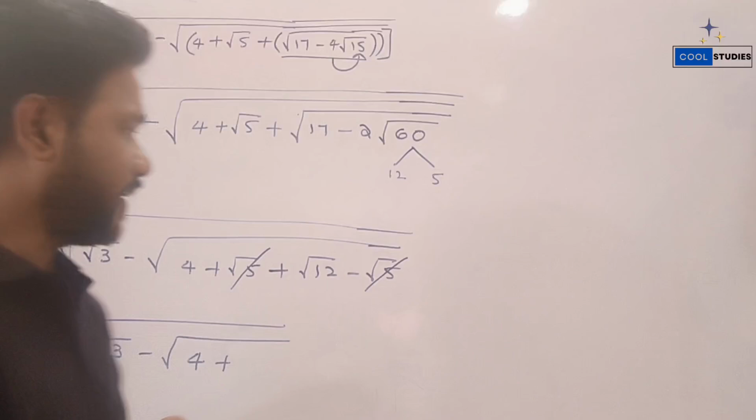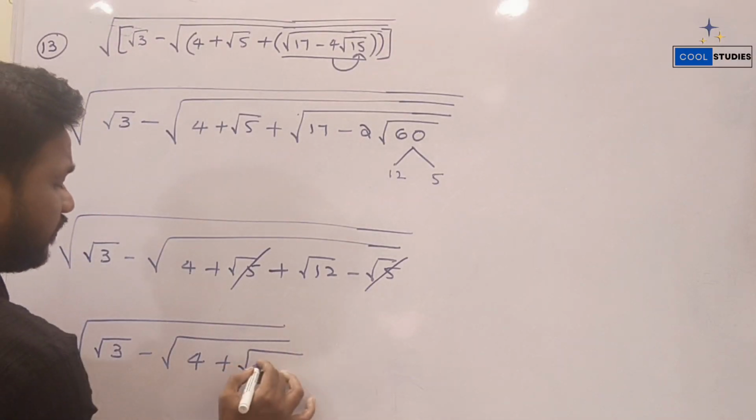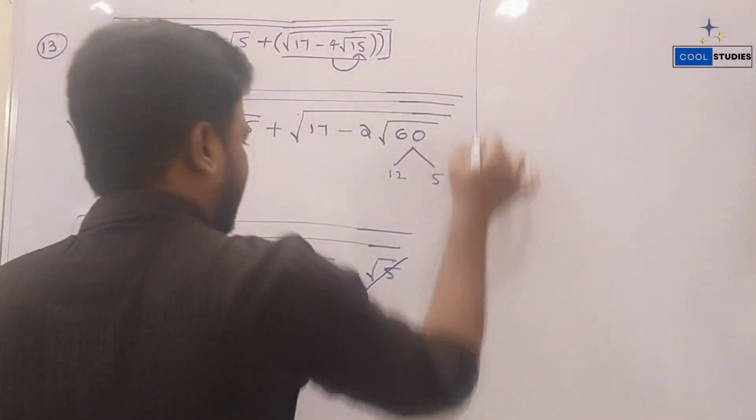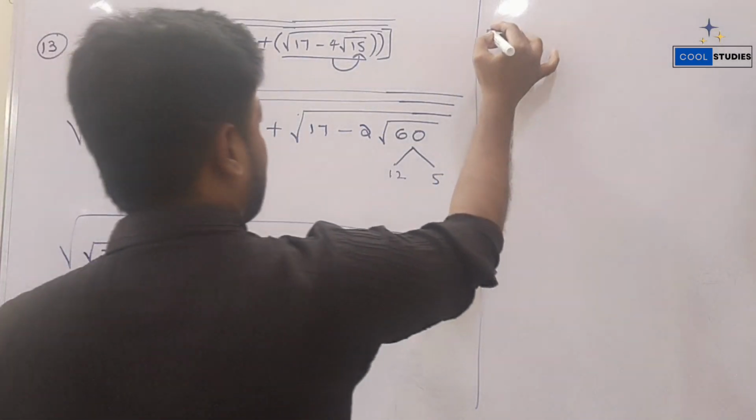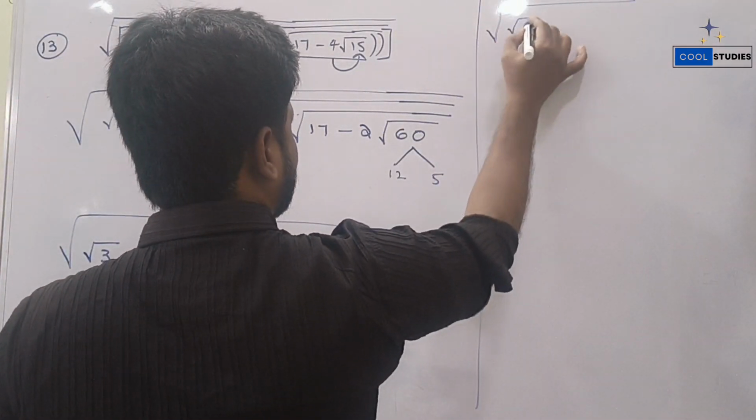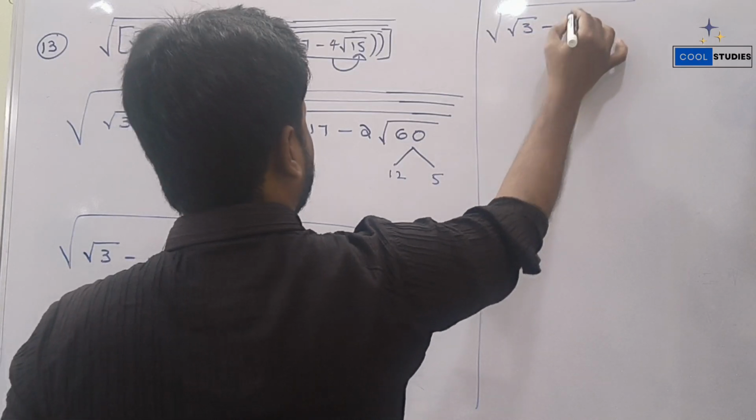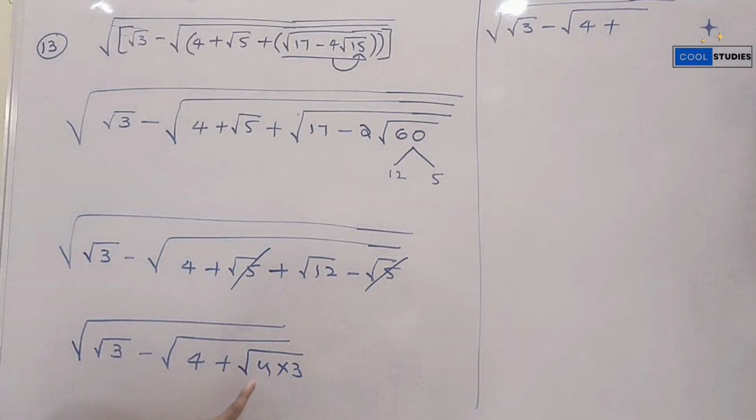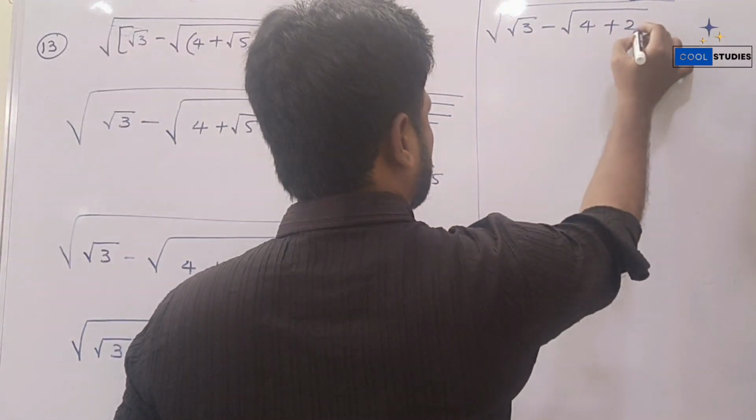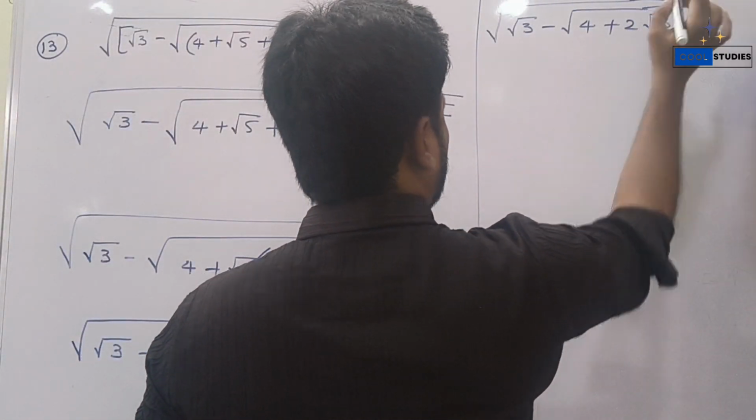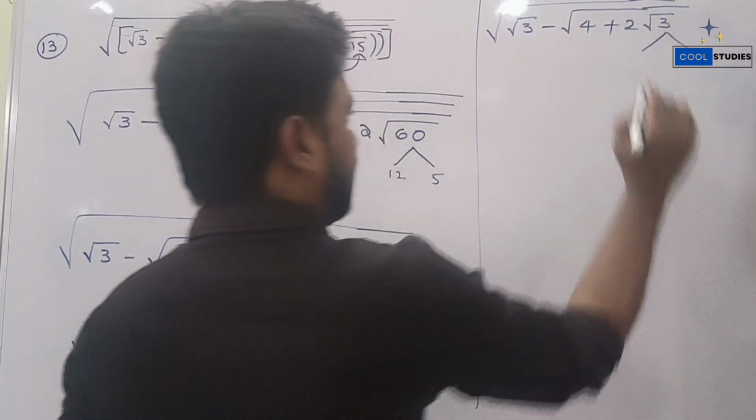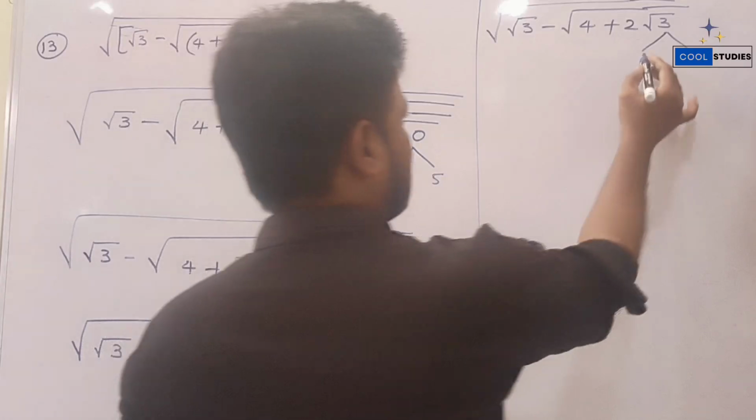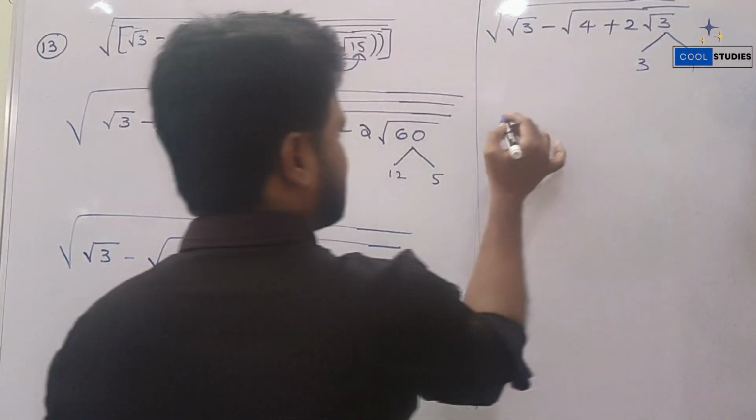This root 12 we can write as 4 into 3. Again root over root 3 minus again the root over 4 plus root 4 value, none here. Root 4 value is 2. So 2 root 3. Now tell me two numbers. Multiply means 3, addition means 4. So what are the numbers? 3 and 1.